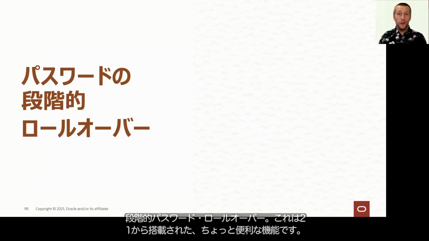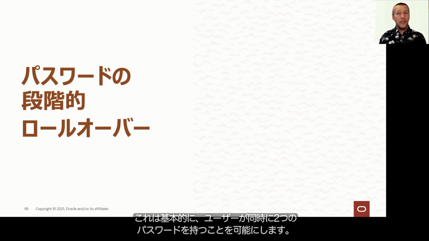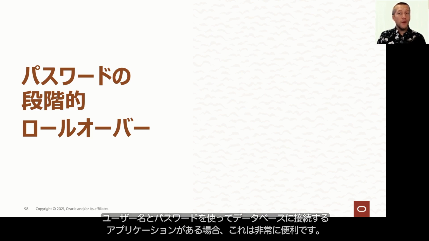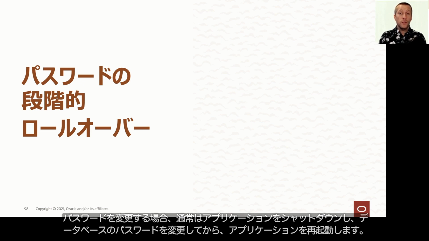Gradual password rollover. This is a little handy feature that's coming in 21c. What it basically does is that it allows a user to have two passwords at the same time. So this can be very handy if you have an application that connects to the database with a username and password. When you have to rotate that password, what you would normally do is shut down the application, which means an outage. You then change the password in the database, and then you can restart the application.